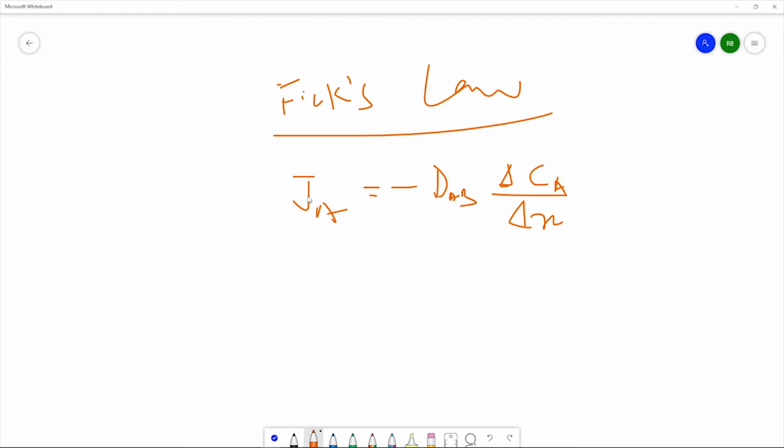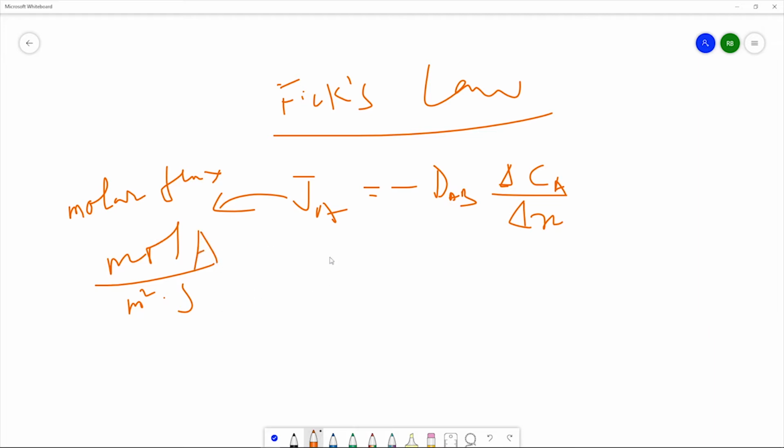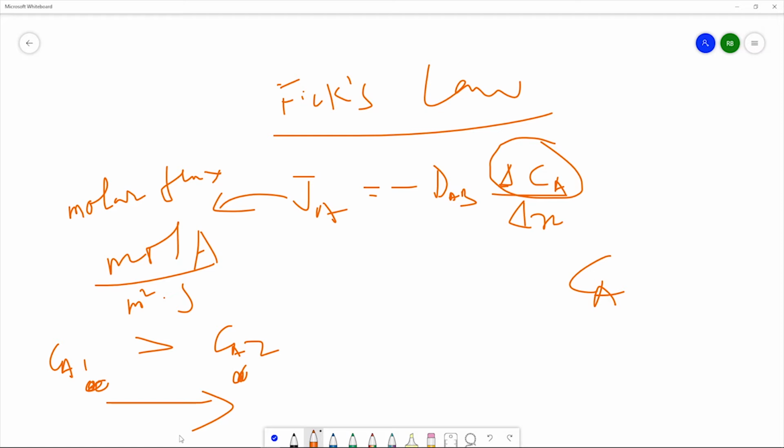Let's first understand the terms. This is flux, the molar flux. That means it will be mole per meter square per second, of A, because we are calculating the molar flux of A. What is this? Concentration difference of A. Let's say we have 2 points here, CA1 and CA2. Let's say CA1 is higher than CA2. So mass transfer will take place in this direction, from CA1 to CA2, from this point to this point.